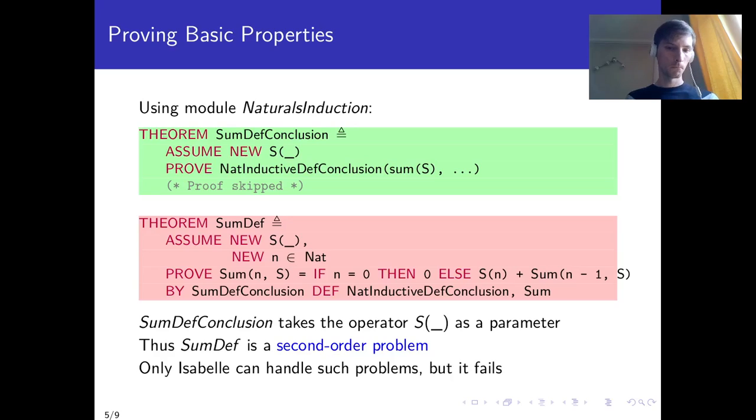And well, most of the backend solvers of TLAPS are only able to handle first order instantiation because they are first order logic. And Isabelle is the only backend that can do that. So that makes the proof very fragile. And because Isabelle is not able to prove this one, TLAPS cannot do anything more, and the proof fails.